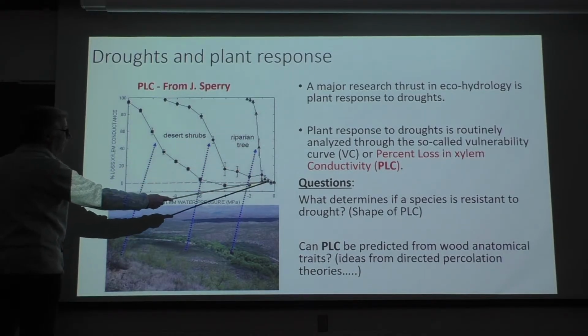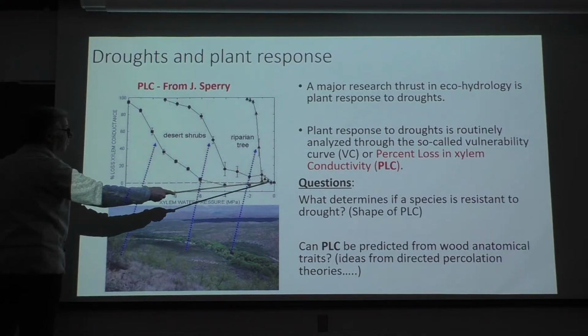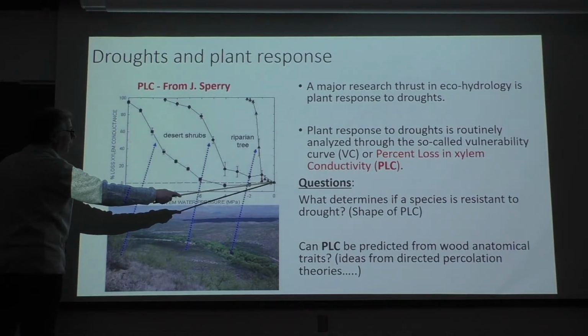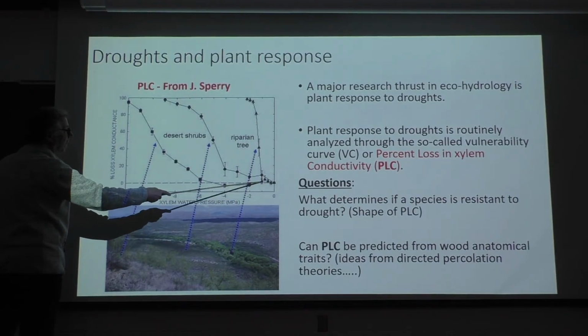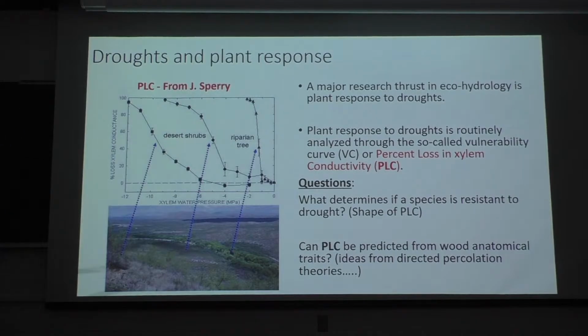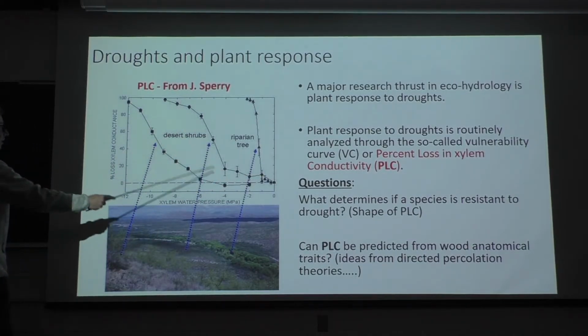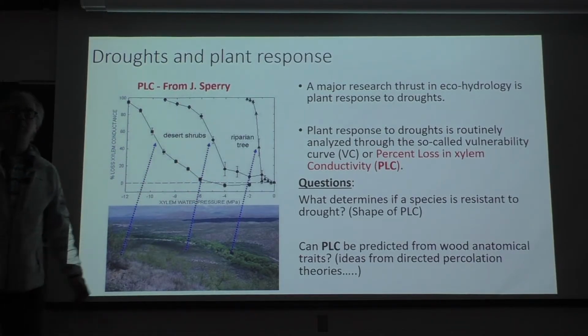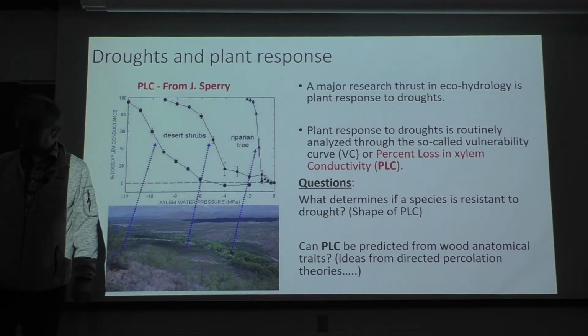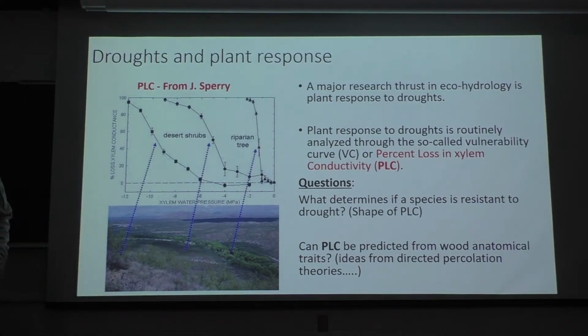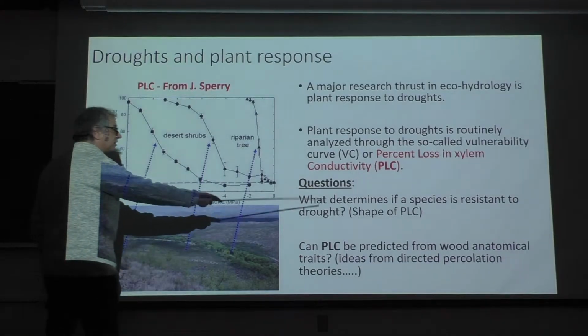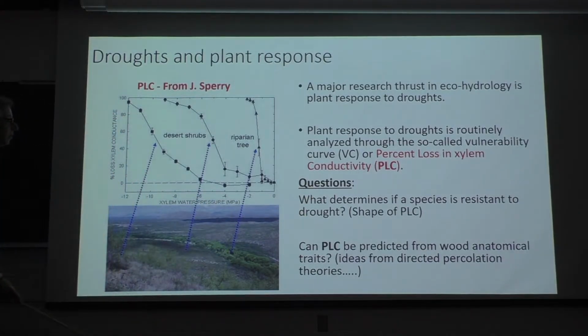So in the case of riparian trees, these are trees that are accustomed to having a lot of water. You could handle tensions of up to 1 megapascals, and then there is a very rapid loss in xylem conductance. If you look at desert shrubs, the story is very different. Now you could handle stresses of up to 6 megapascals without losing much conductance. Pretty high tensions. So the question that we need to determine then is what determines if a species is resistant to drought, which is equivalent to saying what is the shape of this vulnerability curve.